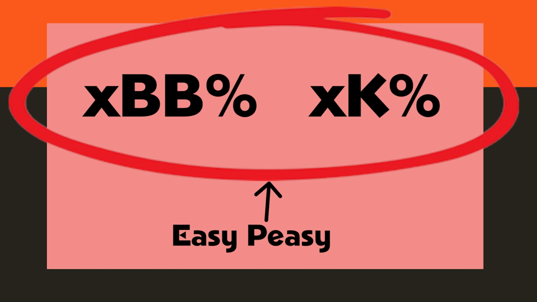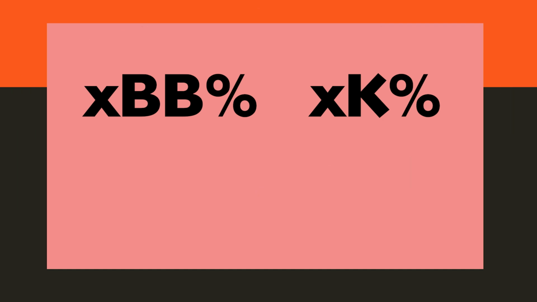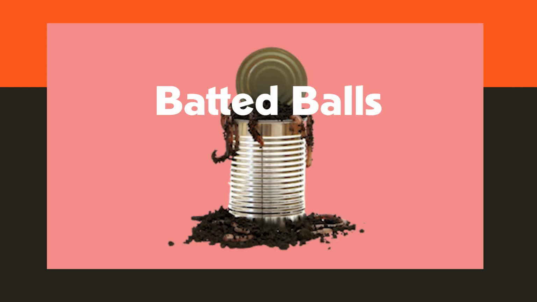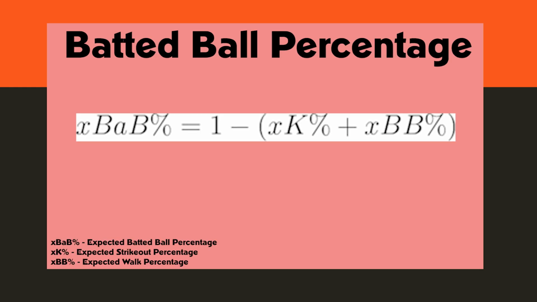Getting the walk and strikeout percentage was the easy part of getting the stat. Now I had to look at batted balls, which was a whole new can of worms. I'm about to throw out a lot of variables, so bear with me. First, I got a batted ball percentage. This is simply 1 minus the strikeout and walk percentages combined. This seems obvious, but will be important later on.